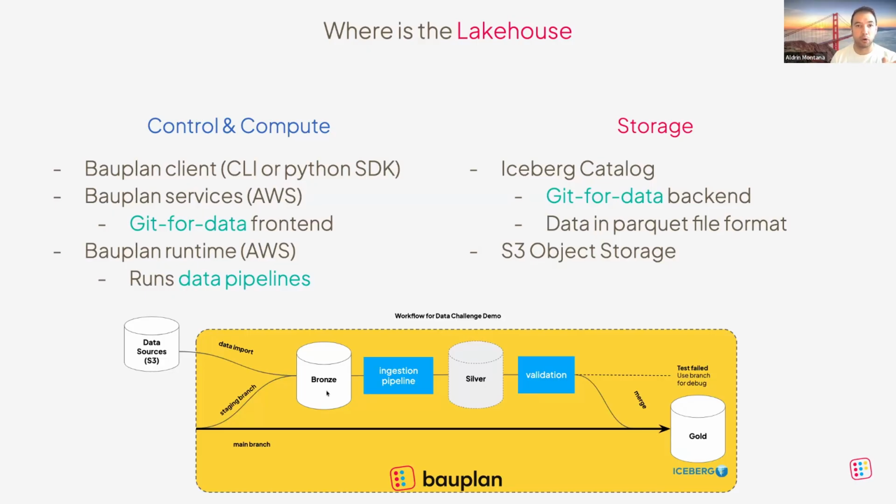So the bronze layer contains raw data that's mostly untransformed, maybe with some minimal validations. And then the silver layer contains curated, validated data from the bronze, right? So we'll have some tables in both of these layers, and then this ingestion pipeline is an actual data pipeline that will be run, and this pipeline is considered the inner loop, right?